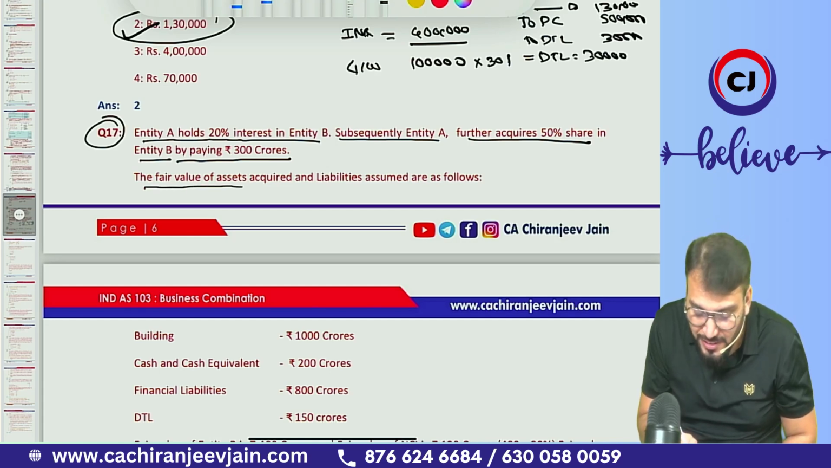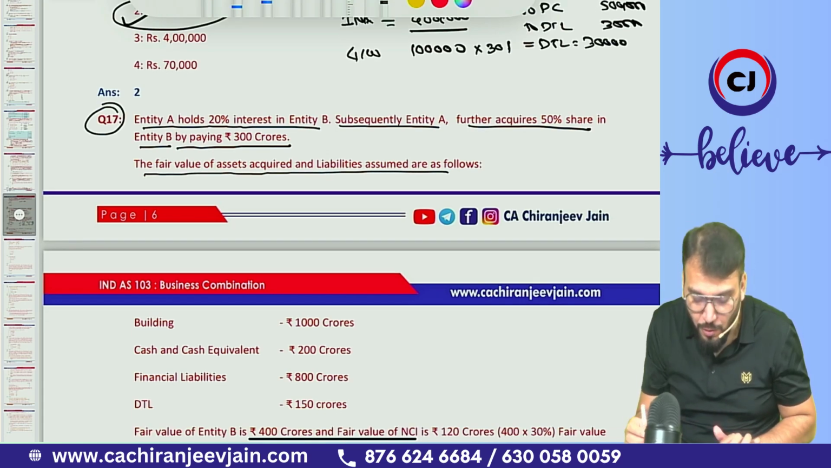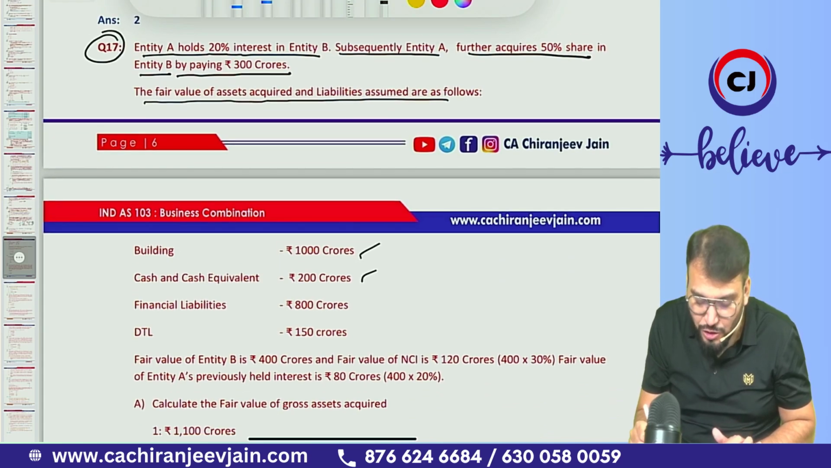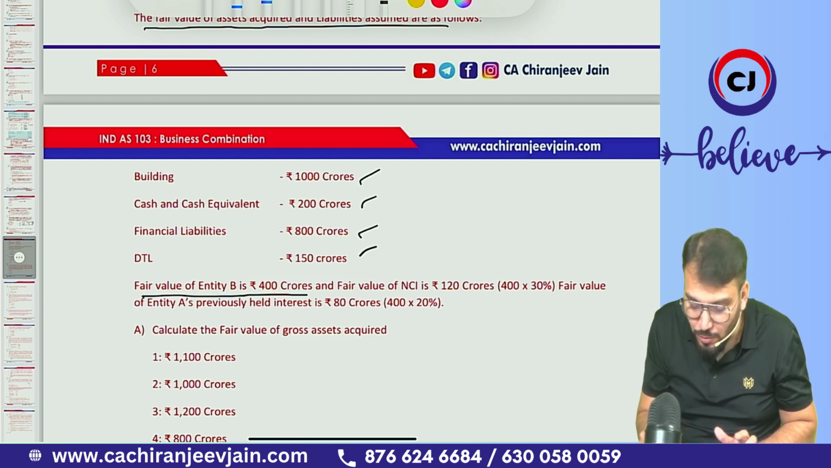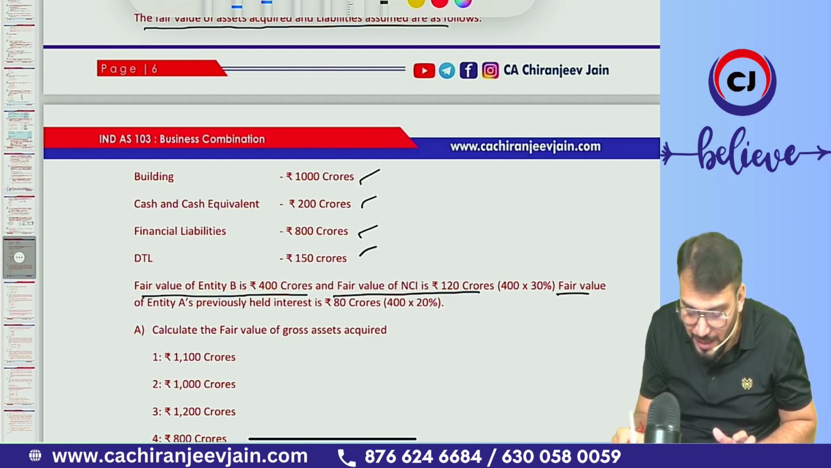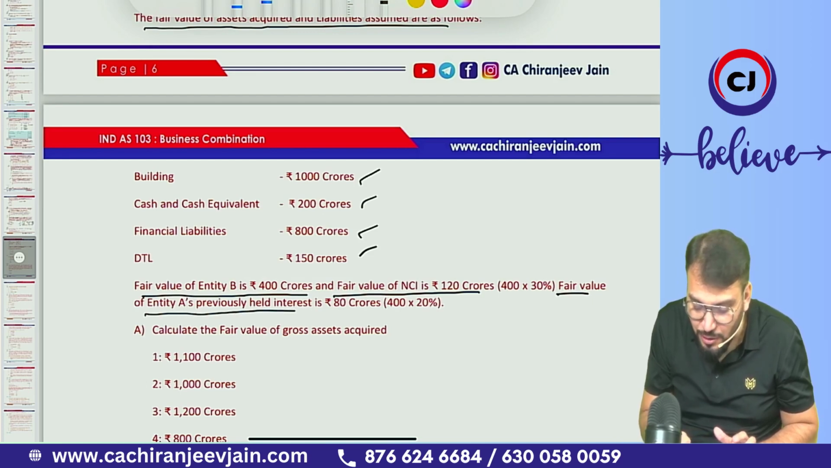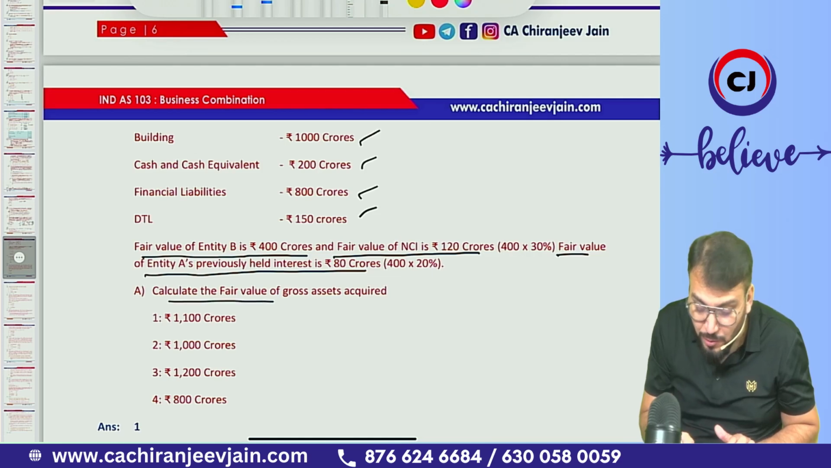The fair value of assets acquired and liability assumed are as follows. Building 1000, cash and cash equivalent, financial liability detail. Fair value of entity B is 400 crore and fair value of NCI is 120 crore, and the fair value of entity A's previously held equity interest is 80 crore. Calculate fair value of gross asset acquired.